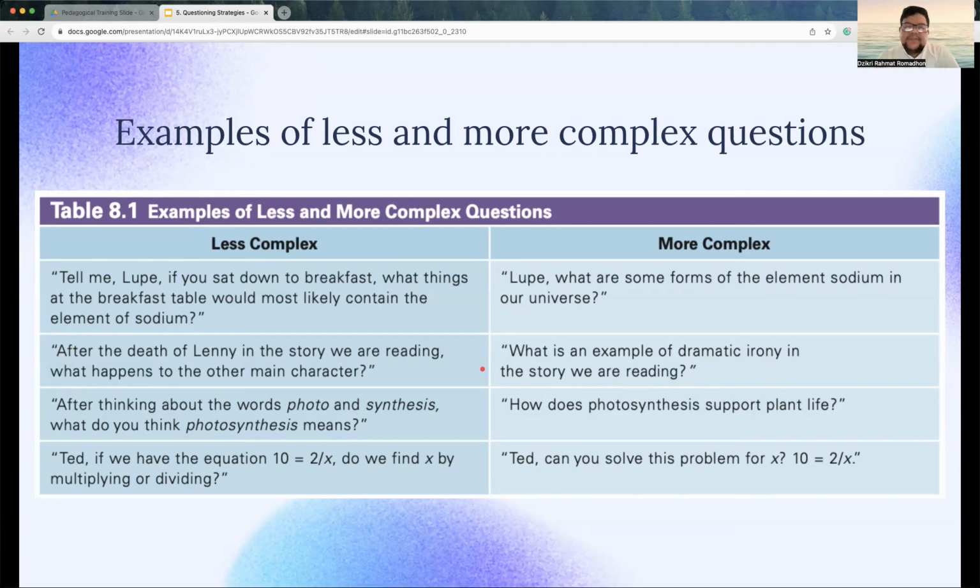Next, questions of less complexity. After thinking about the words photo and synthesis, what do you think photosynthesis means? So this is a very simple question. Photo means light, synthesis means creating. So from this, synthesis means you create something out of light, for example.